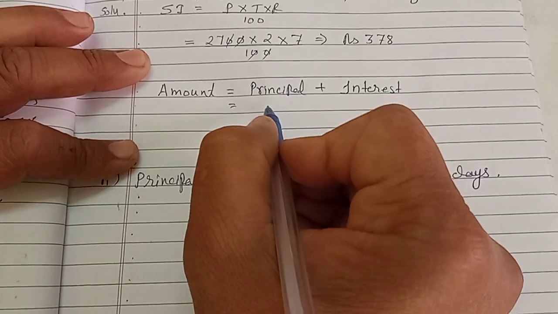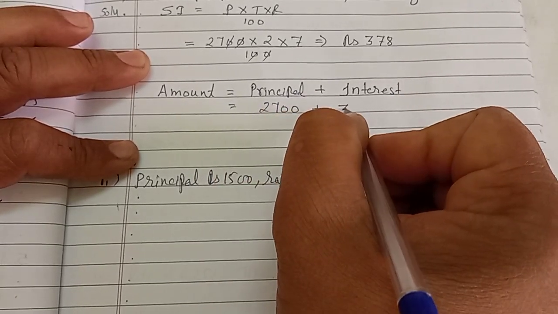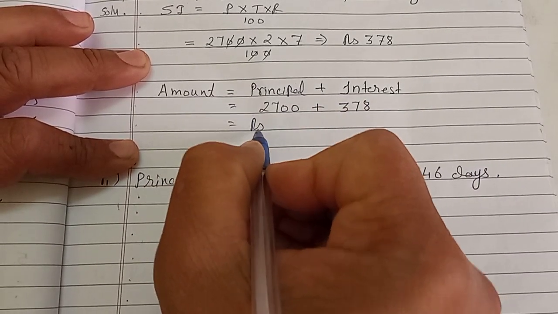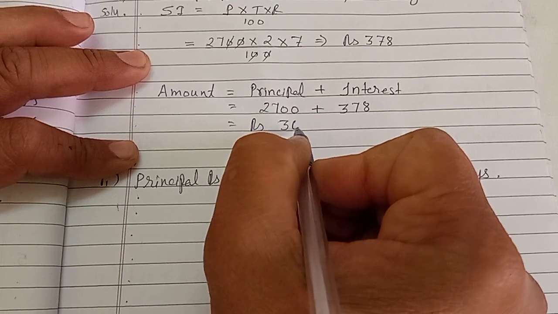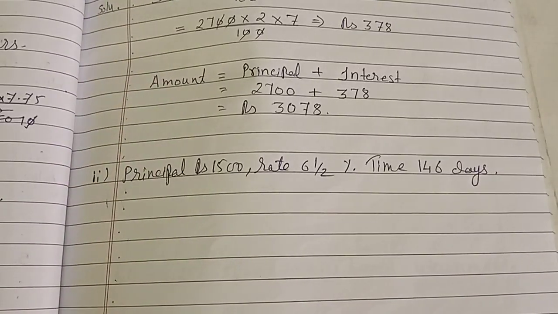Now how much is the principal? 2700 is the principal, and interest how much? That is what we got, 378. You add both, that is 3078. That is the amount. Is it clear?